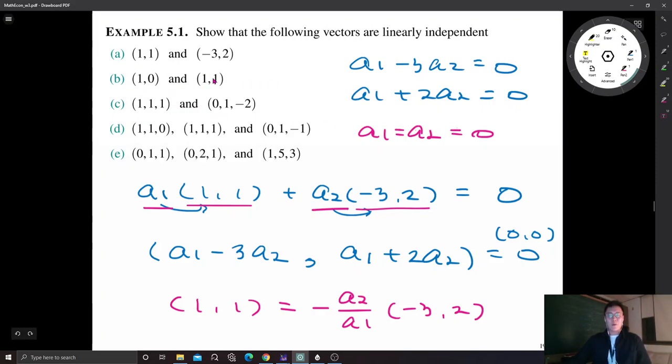Think about the second example, (1, 0) and (1, 1). Is there any way to make one vector a scalar multiple of the other? No, because we have a 0 here and we have 1 here, right? So we can easily see that one vector is not a scalar multiple of the other. So these two are linearly independent.